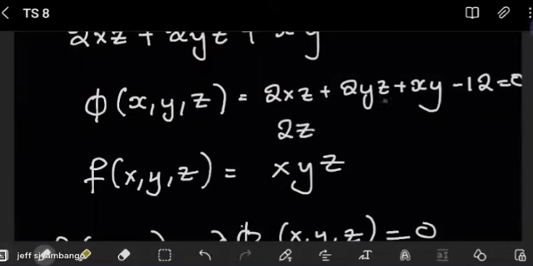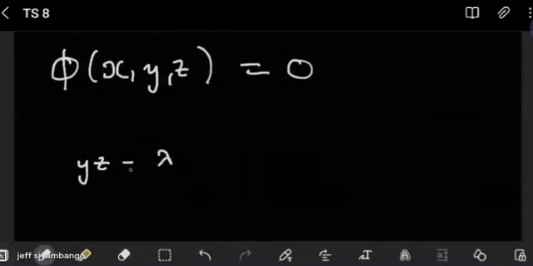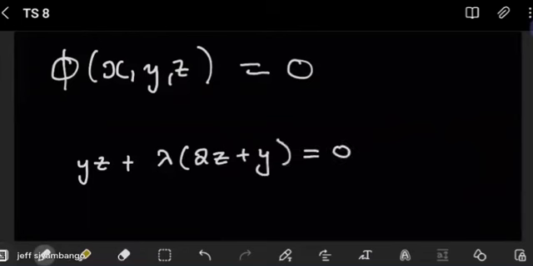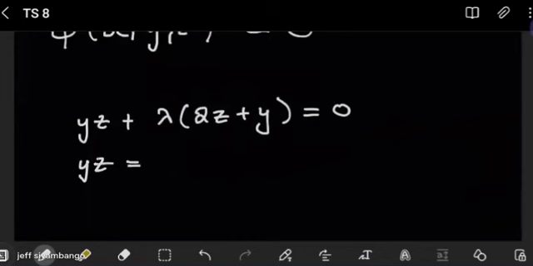And then this part is going to be 0. This part is going to be plus y. The rest is going to be 0. So you're going to have just 2y plus z. So this is going to be this, then 2y z. Not 2y plus z, 2z plus y is equal to 0. So this is what we have here. So we have yz is equal to negative lambda (2z plus y), just like this.